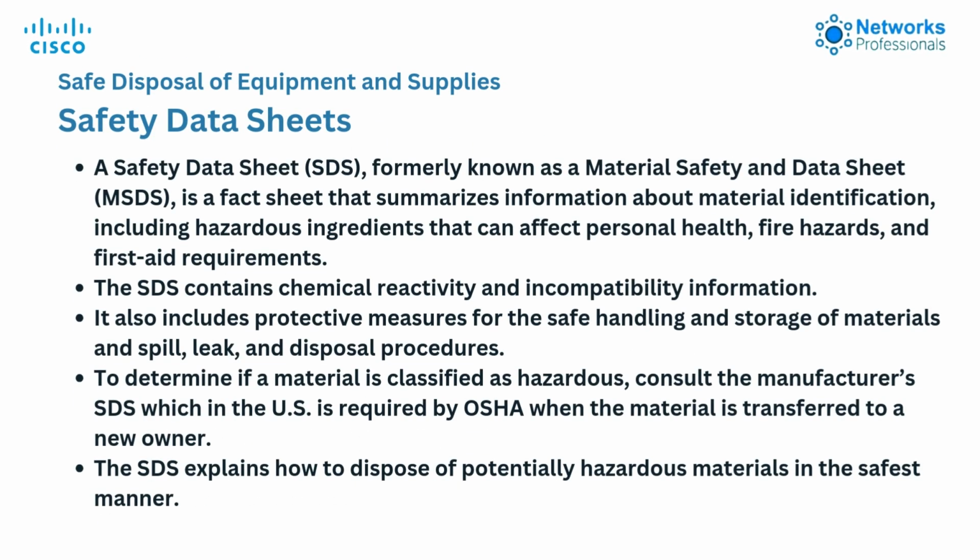Safety data sheets. A safety data sheet, SDS, formerly known as a Material Safety Data Sheet, MSDS, is a fact sheet that summarizes information about material identification, including hazardous ingredients that can affect personal health, fire hazards, and first aid requirements. The SDS contains chemical reactivity and incompatibility information. It also includes protective measures for the safe handling and storage of materials and spill, leak, and disposal procedures. To determine if a material is classified as hazardous, consult the manufacturer's SDS, which in the US is required by OSHA when the material is transferred to a new owner. The SDS explains how to dispose of potentially hazardous materials in the safest manner.